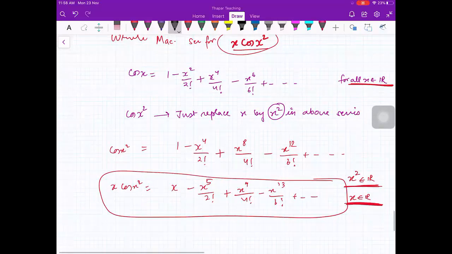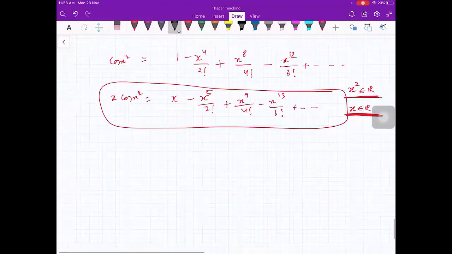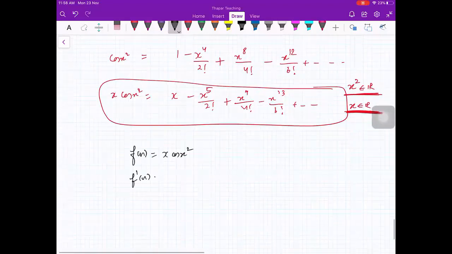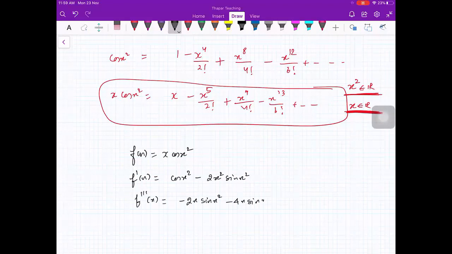Or what you can do is the usual way. f(x) is x cos x^2. So your f'(x) will be cos x^2 minus 2x^2 into sin x^2. Then your f'''(x) is minus 2x sin x^2 minus 4x sin x^2 minus 2x^2 cos x^2 into 2x, 4x^3. So this way also you can go. You can compute, f(0) is 0. Yes, that is f''(x), sorry. Okay, so this way also you can go, but that will be a little difficult calculation.